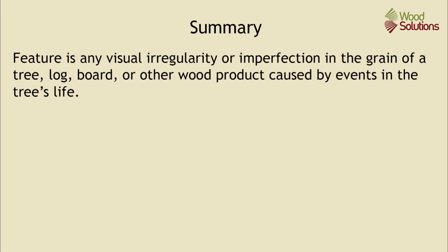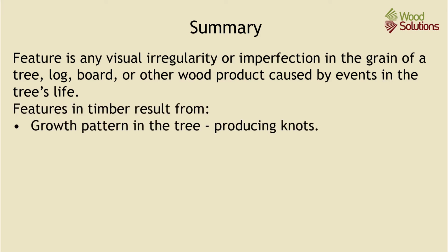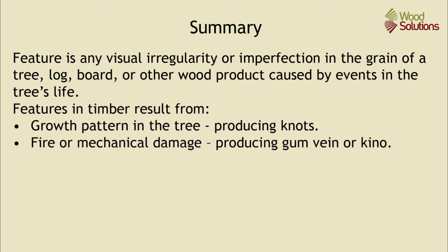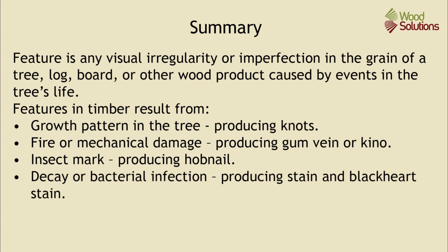In summary, a feature is any visual irregularity or imperfection in the grain of a tree, log, board or other wood product caused by events in the tree's life. Features in the timber result from the growth pattern of the tree, producing knots; fire or mechanical damage, producing gum vein or kino; insect mark, producing hobnail and similar marks; and decay or bacterial infection, producing stain and black heart stain.